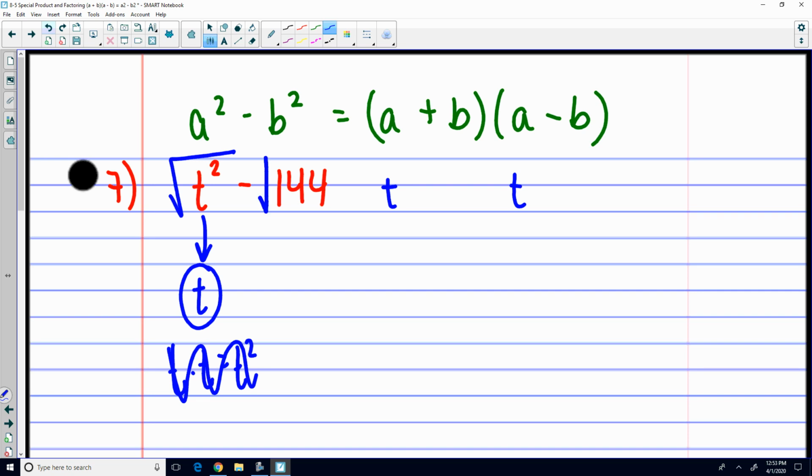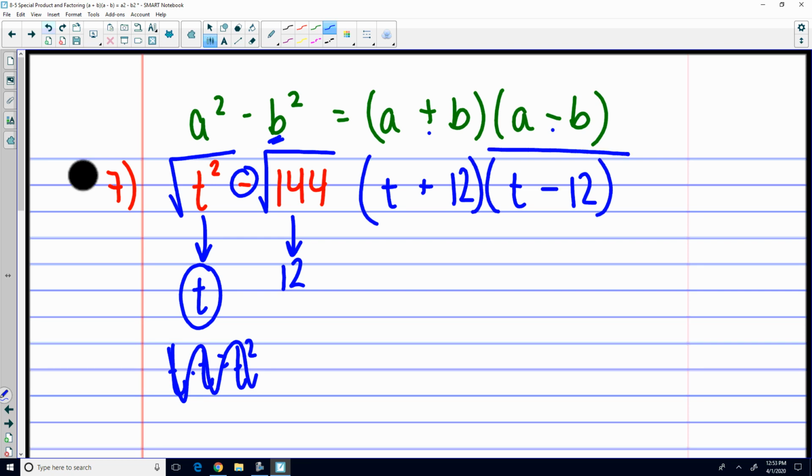Don't worry about the fact that it's subtraction. Just take the square root of 144. The square root of 144 is 12. Well, that's in my b position, so I put a 12 under both b's. You cannot flip those around. t squared is my a, 144 is my b. I can't flip them. So in between them, this one gets an addition sign, and the second one gets a subtraction sign, and I'm missing my parentheses yet. And there is my final answer.